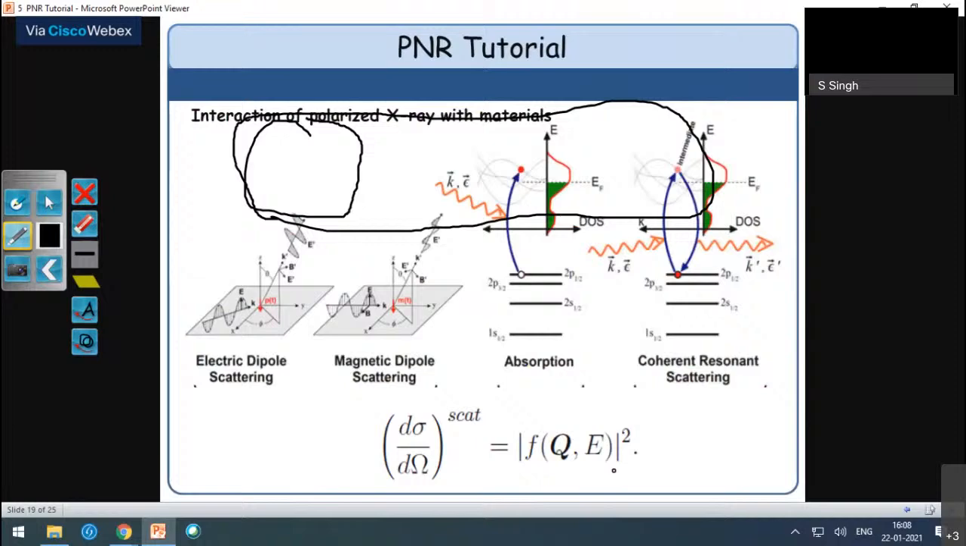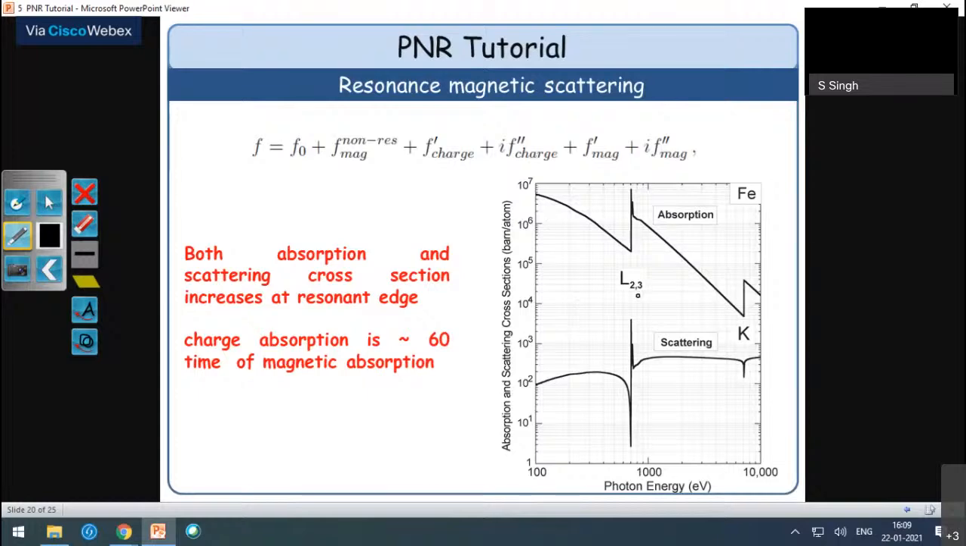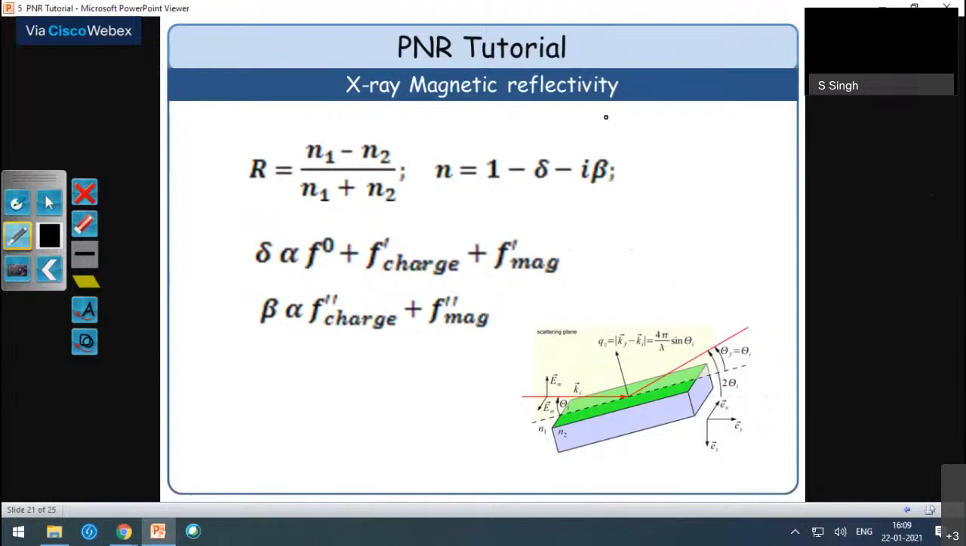I will not go into detail. I just want to say, yes, there are so many positive things from this X-ray technique. So what we do, we tune the energy such that we are sitting at one of the absorption edges of that particular element, like the L edges for iron. You can see these are the resonances. The scattering and absorption coefficients are increased as compared to the charge value. If we use these, we can get X-ray magnetic reflectivity.